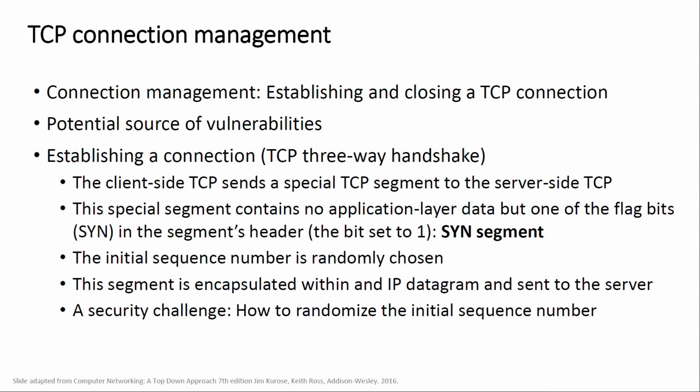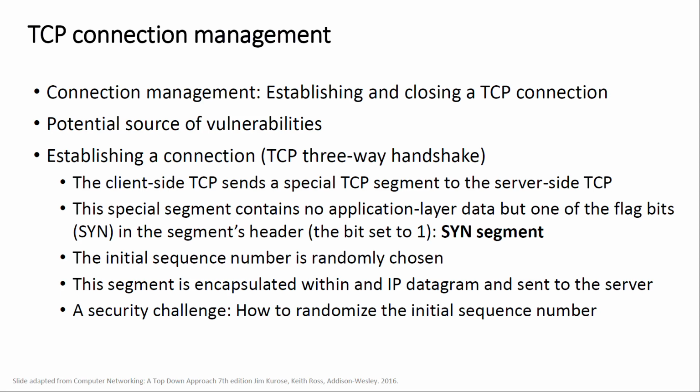Let's look at TCP connection management, establishing and closing a TCP connection, and the potential source of vulnerabilities in this case. Establishing a connection, TCP three-way handshake, we already talked about this in the previous weeks. The client side TCP sends a special TCP segment to the server side TCP. This special segment contains no application layer data but one of the flag bits seen in the segment's header.